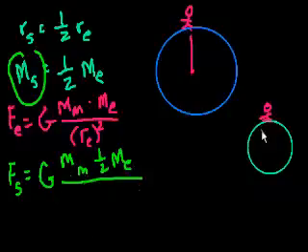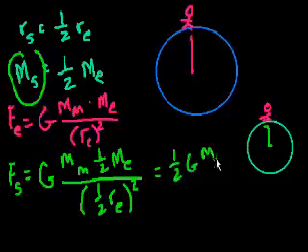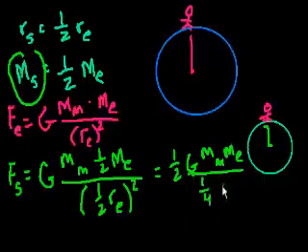And what's the radius now? I could just write the radius of the small planet squared, but we know it's 1/2 the radius of Earth, so let's put that in there. So 1/2 the radius of Earth. We have to square it. And let's see what this simplifies to. This equals, so we can take this 1/2 here, 1/2 G mass of me times mass of Earth over, what's 1/2 squared? It's 1/4, over 1/4 radius of Earth squared.